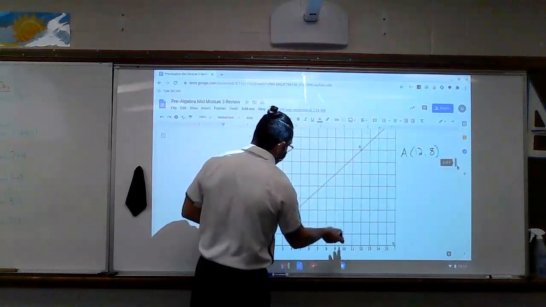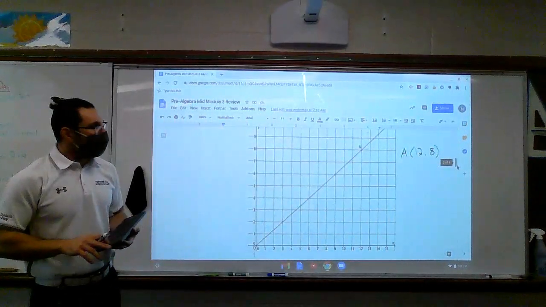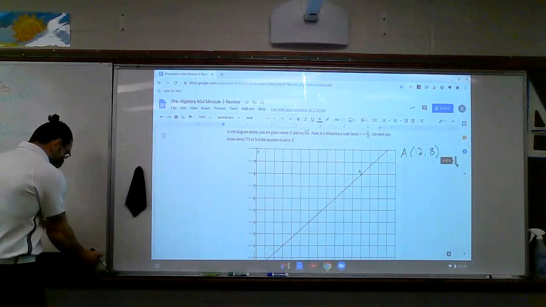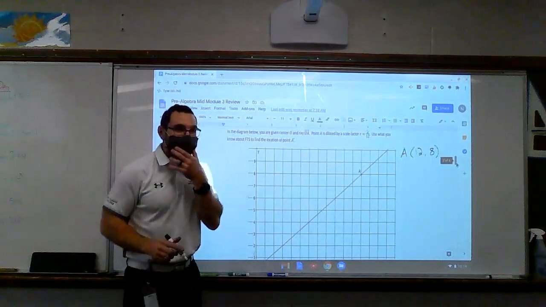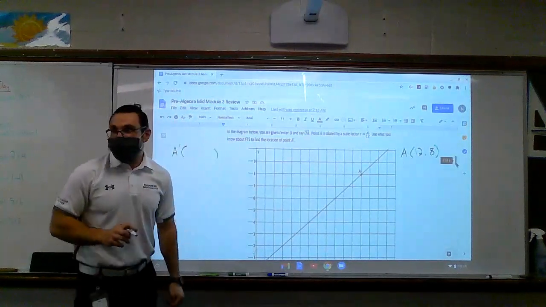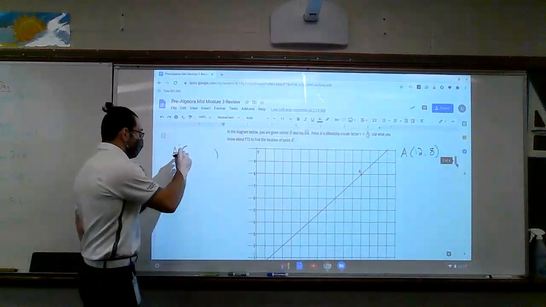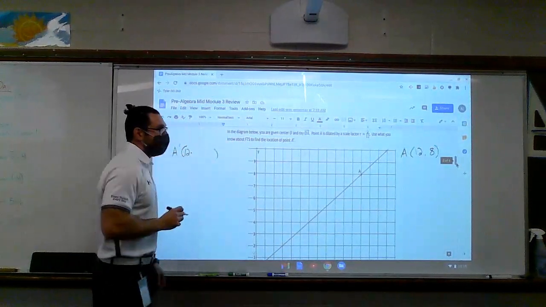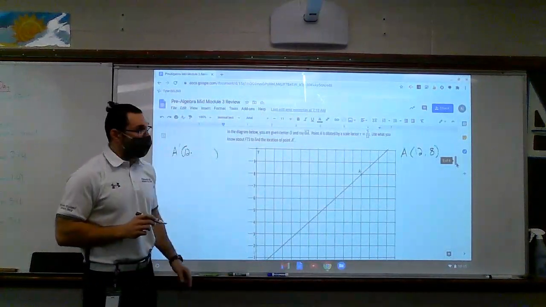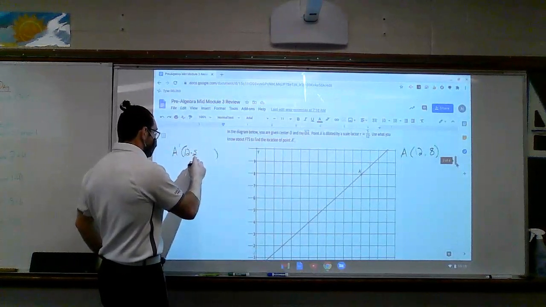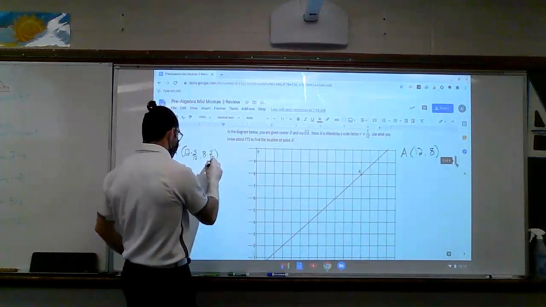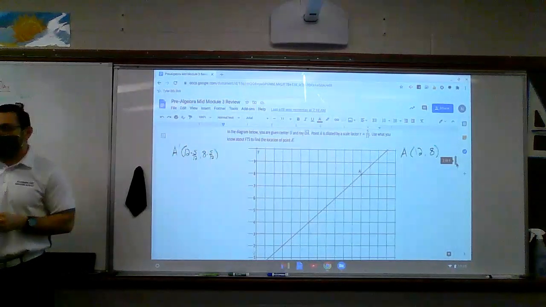Could I make parallel lines? Sure I could. I don't want to. There's an easier way to do this. Because we know the ordered pair is 12, 8. Once again, we're looking for A prime, which means we take our original and we multiply it by the scale factor, which we have said is 5/12. So I take 12, which is my X, times 5/12. I take my Y, which is 8, times 5/12.